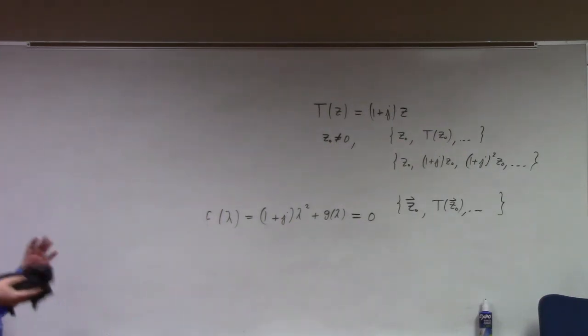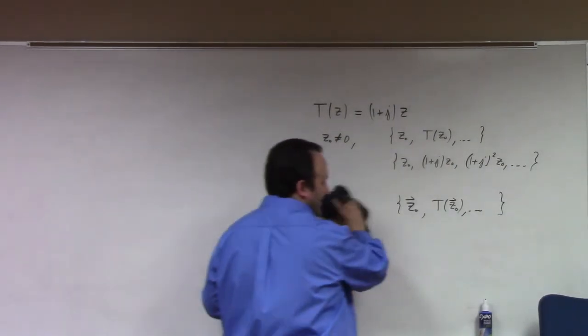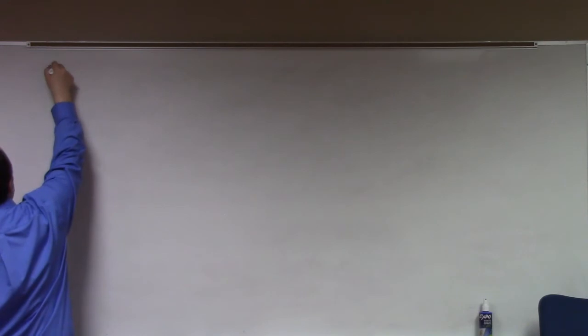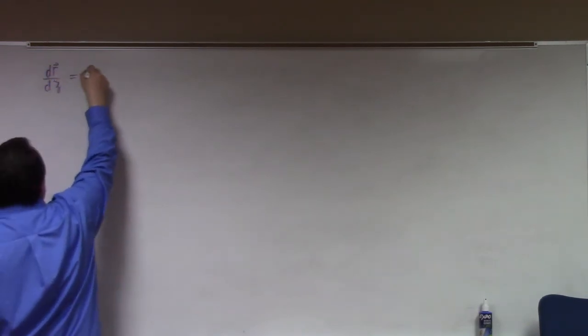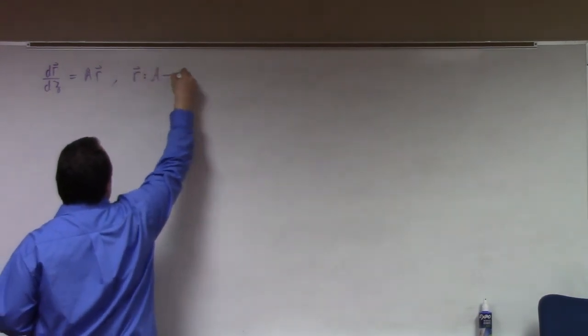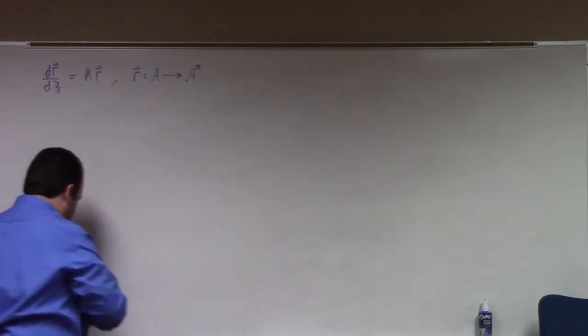To summarize our conversation so far, we're not sure what happens to the Jordan form over an algebra, if there is such a thing, except for a division algebra. All right, so we start with the problem dR/dζ equals AR, and we're looking for a solution R that goes from A to A^n. That's our starting point.